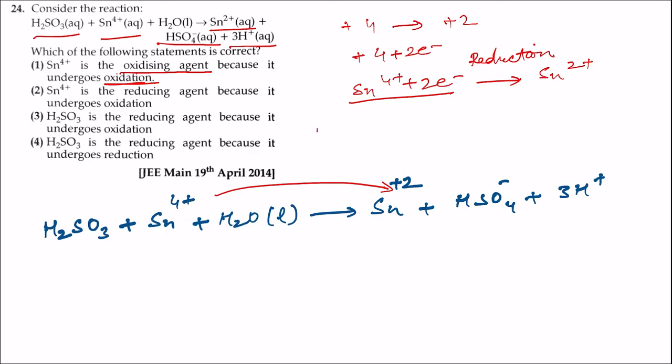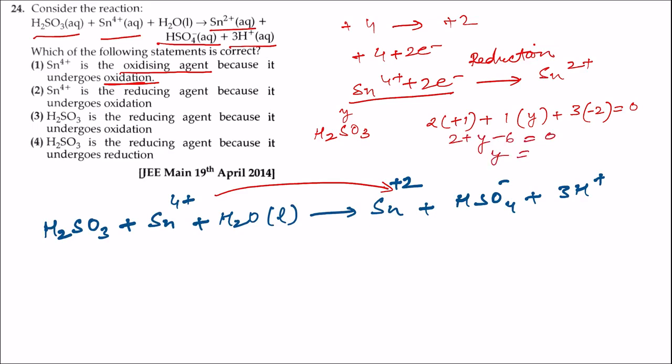Now for that, in H2SO3 the oxidation state of sulfur will be, let it be Y. So oxidation state of hydrogen is +1. So 2 into +1 plus number of sulfur atoms is 1. So 1 into Y plus number of oxygen atoms is 3 and oxidation state of oxygen is -2. This is equal to 0. So 2 plus Y minus 6 is equal to 0. Therefore Y is equal to 6 minus 2, that is 4.